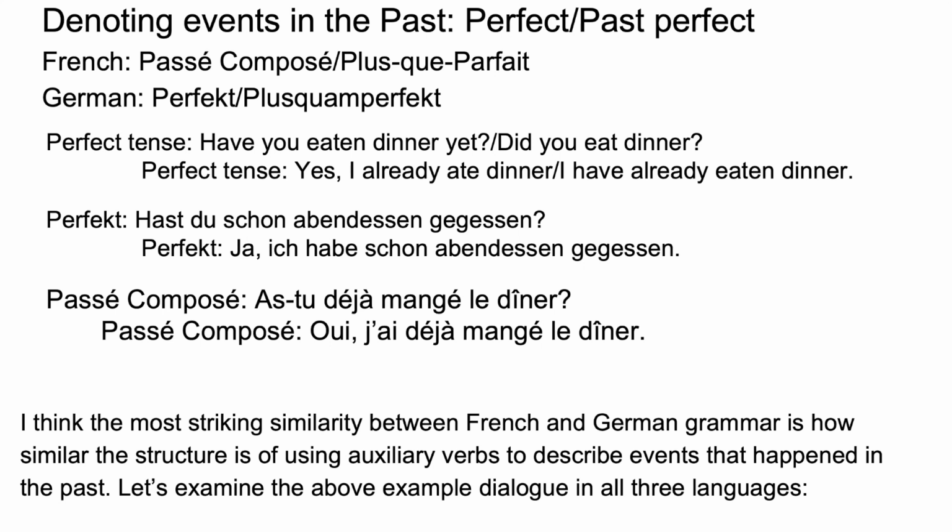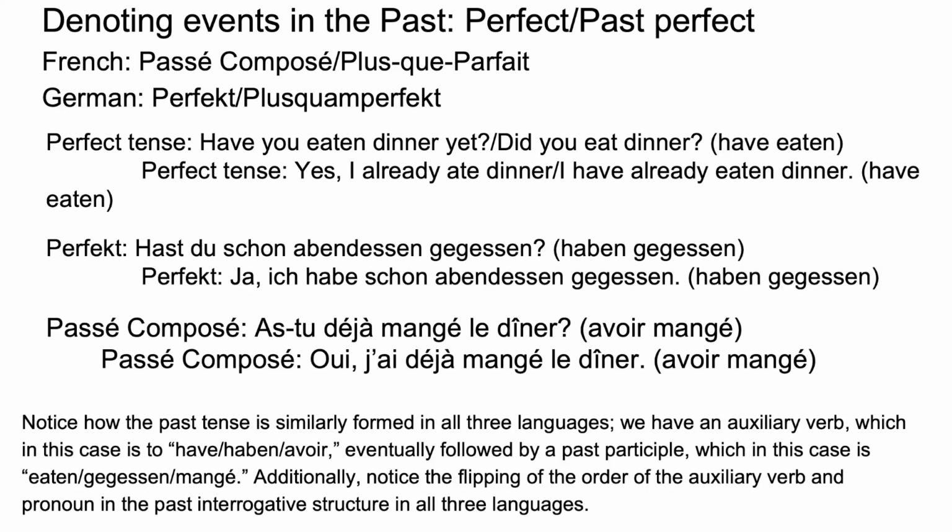In German, we have, hast du schon Abendessen gegessen? And in response, we have in the perfect tense, ja, habe ich schon Abendessen gegessen. In French, we have in the passé composé, as-tu déjà mangé le dîner? And we have a response also in the passé composé, oui, j'ai déjà mangé le dîner. Notice how the past tense is similarly formed in all 3 languages. We have an auxiliary verb, which in this case is to have /haben/avoir, eventually followed by a past participle, which in this case is eaten, gegessen/manger.